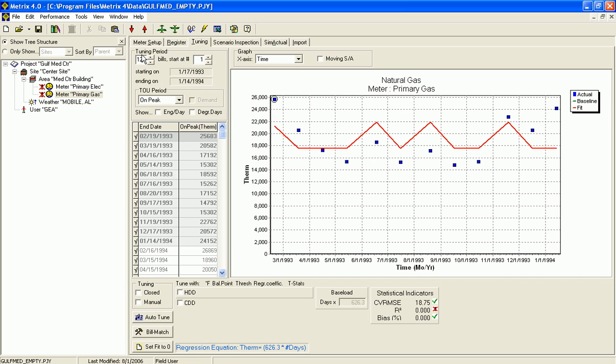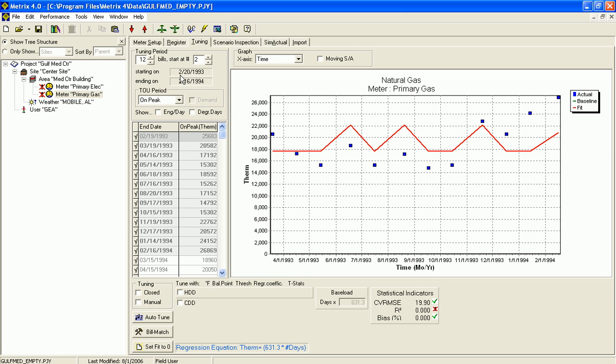Next, we need to select the bill which we would like our tuning period to start at. In this case, I want to start at bill number 2, because I want our tuning period to start in February of 1993 and end in February of 1994.